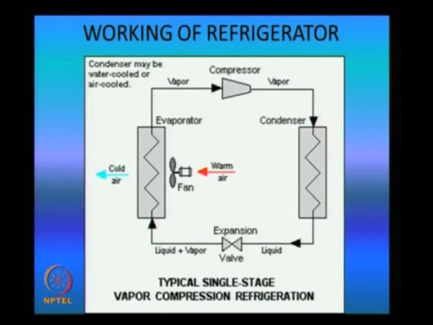Now the working of the refrigerator: in the compressor the temperature and pressure will increase, and then the fluid goes to the condenser, which makes the temperature decrease and keeps the pressure constant, and when it goes to the expansion valve the temperature will be constant and pressure decreases. Finally the fluid goes to the evaporator, and the warm air goes to the evaporator and turns it into cold air.